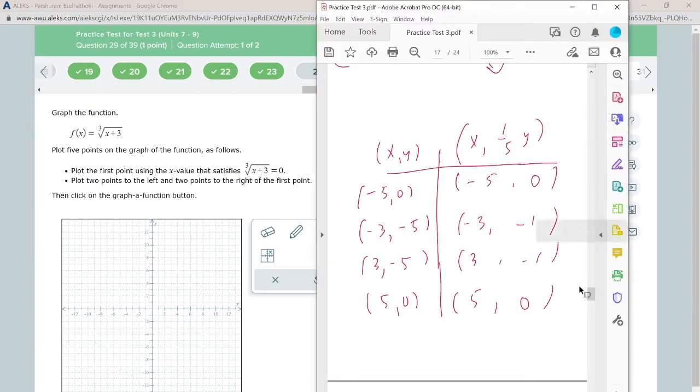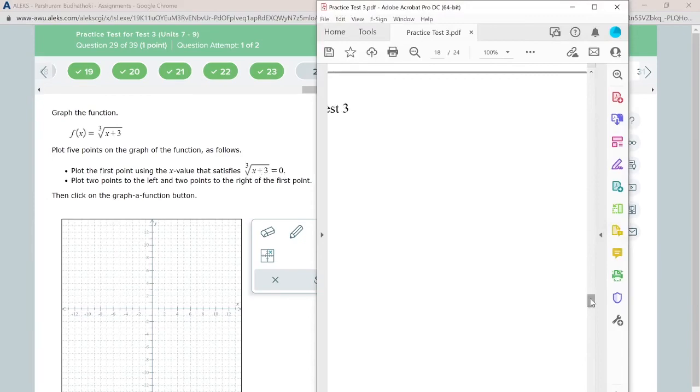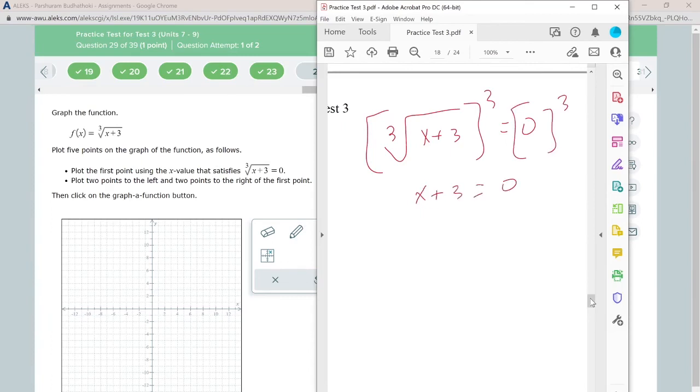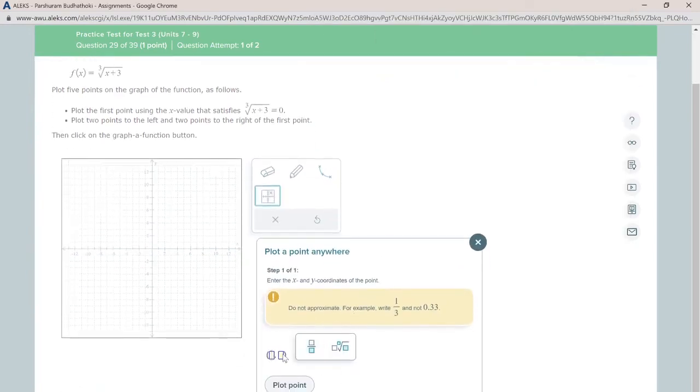So how do you do that? This is a radical equation, so you have to solve the radical equation. To solve the radical equation, whatever index you see here, take that power on both sides. Take the cube on both sides. You are allowed to do that, same power. That gives you x plus 3 equals 0, x equals -3. So that means when x equals -3, the function value would be 0. So that's the point you are going to plot: x equals -3 and the value of the function is 0.